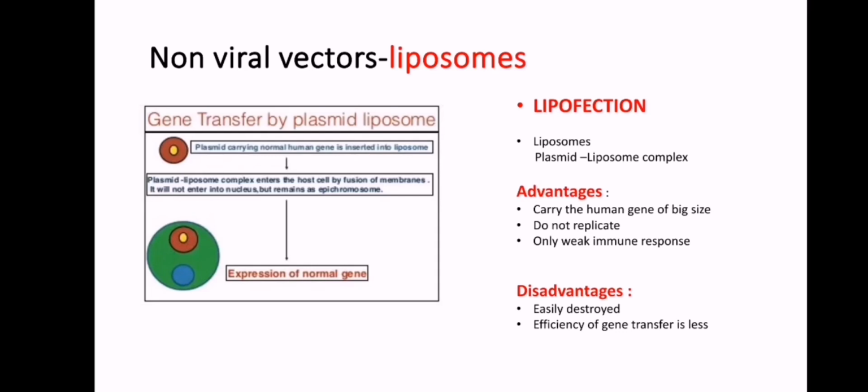What are the advantages? It can carry the human gene of big size and it does not replicate, only weak immune responses produced. These are the advantages of liposomes. Disadvantages, it is easily destroyed and the gene transfer efficiency is also less.